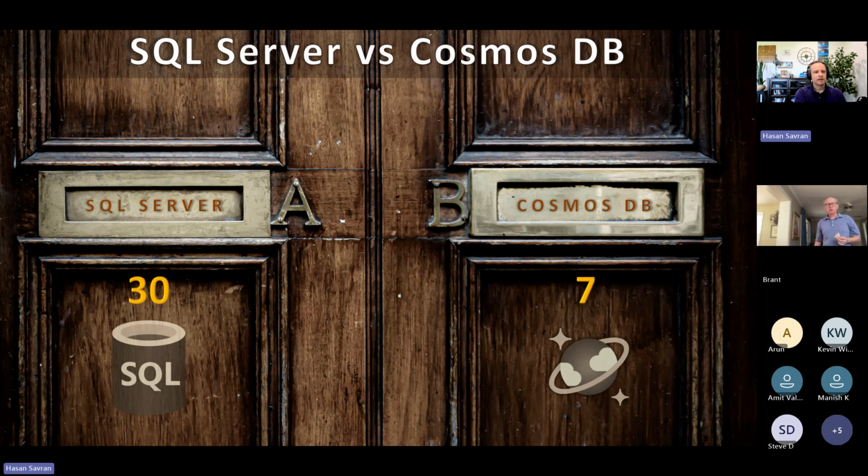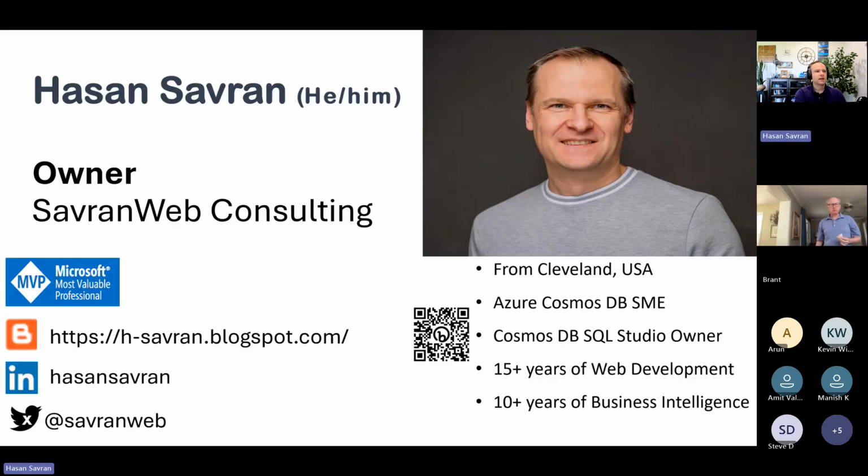Before I share the other content here, let me talk about myself first. My name is Hasan Savran. I own Savran Web Consulting, where I mostly do Cosmos DB consulting. Besides that, I work full-time for Progressive Insurance as a business intelligence manager. I'm located in Cleveland, and I'm the owner of Cosmos DB SQL Studio, a VS Code extension.